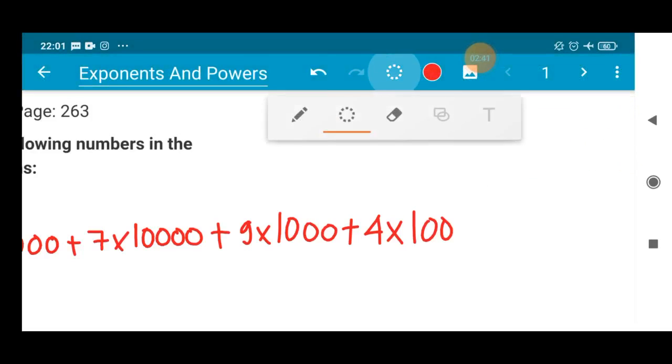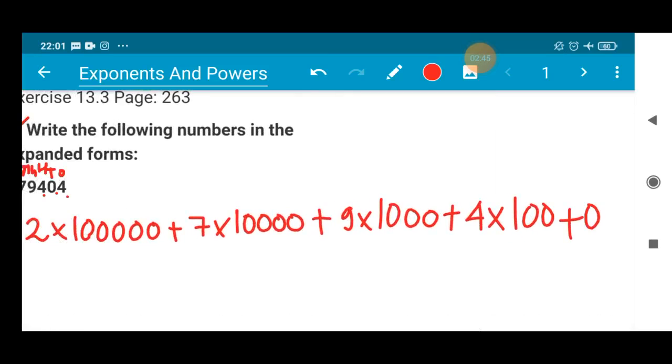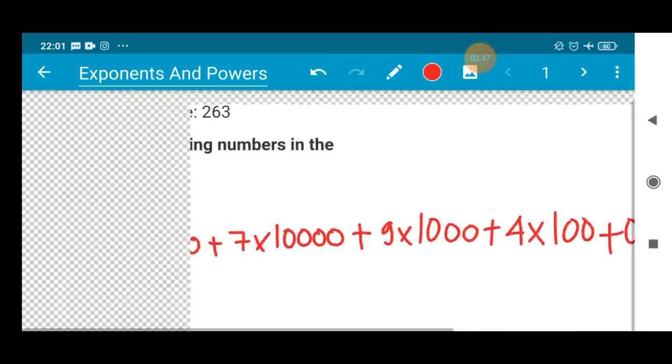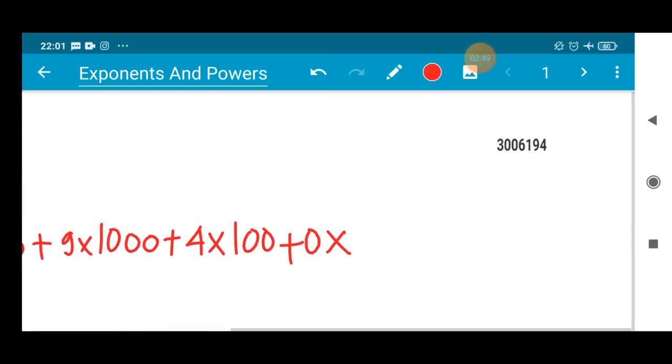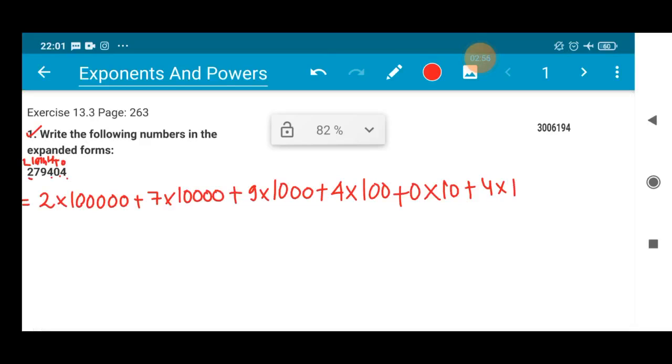Now plus, after 4 what is the digit? 0. Don't neglect 0, because 0 is in the tens position. At least you have to write 0 into 10, plus 4 into 1, because 4 is in the ones position, isn't it? Now this can be written in exponential form. So how many zeros are there? 5, as it is in lakh.